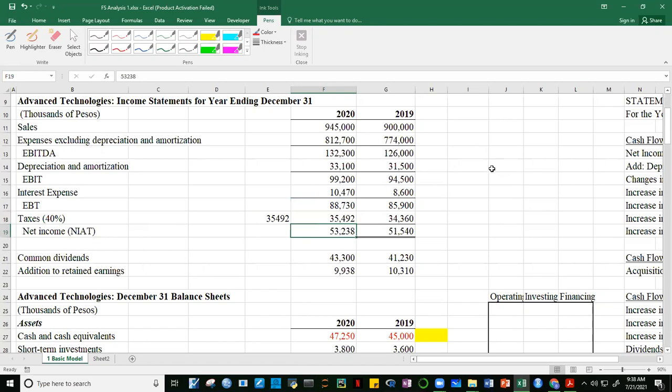Okay? All right. Now, after NIAT, guys, what do we do now? Ito na guys yung dividend decision ng company, no? In this case, it seems like wala masyadong business opportunities. Kaya out of the total net income available, 53,328, okay? Ang dinistribute as dividends is 43,300. Therefore, ang na-retain, ang pinabalik to operations as retained earnings, 9,938 na lang.